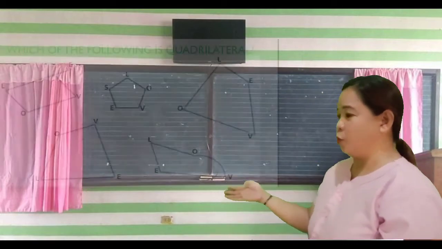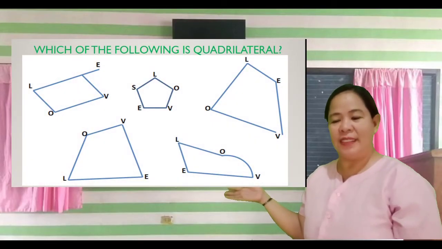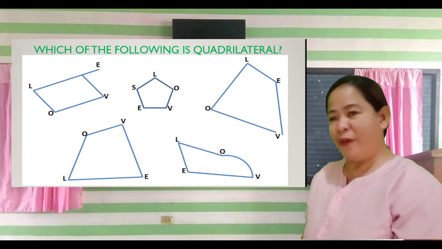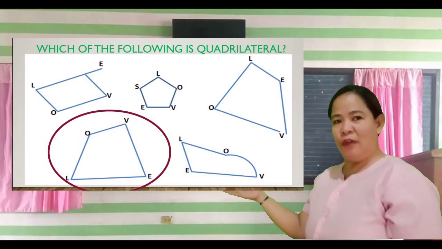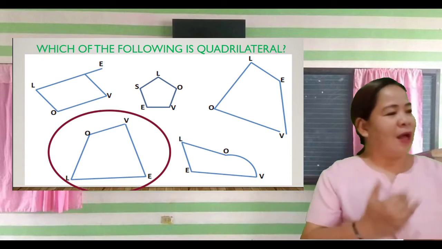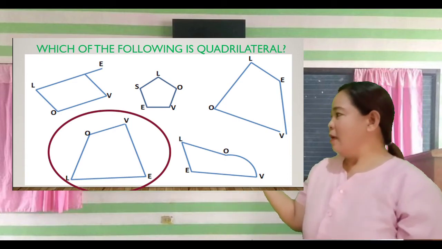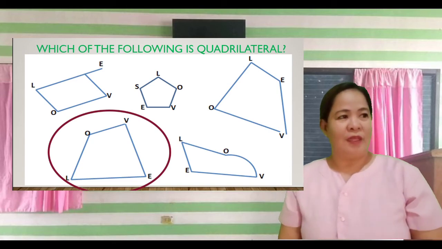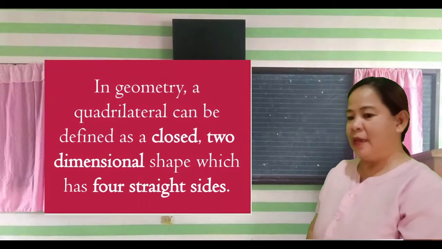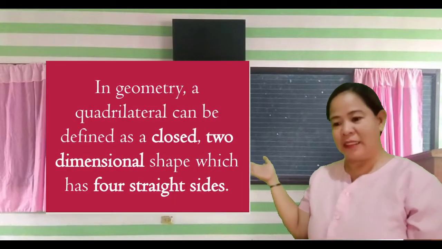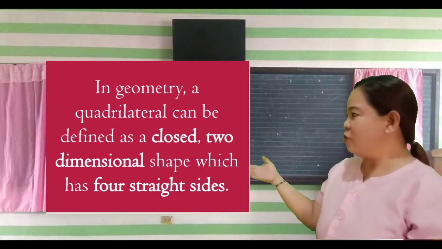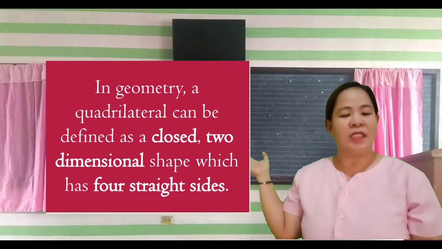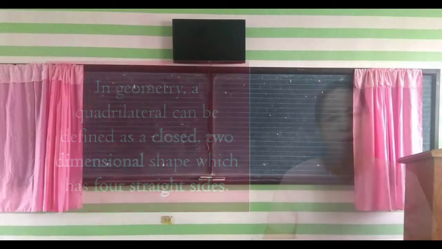So I have here a picture. Which of the following is a quadrilateral? Mara. Very good. So quadrilateral love. Now, Maricar, why is it that love here is a quadrilateral? Very good. In geometry, a quadrilateral can be defined as a closed two-dimensional shape which has four straight sides. Very good.